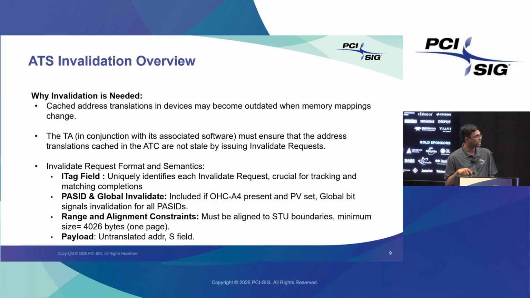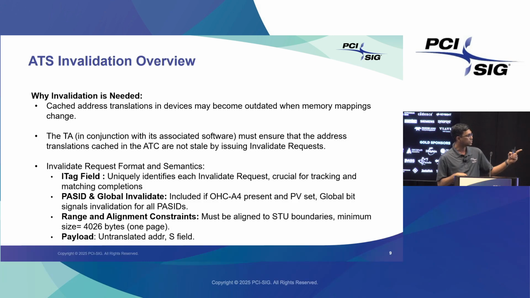In this invalidation request, the TA will trigger the invalidation and the RC will send it to the corresponding device. I showed the schematic of what the request looks like. It has an I tag for coordination between request and completion, so the invalidation request is coordinated with the invalidation completion coming from the device. It also has a PASID, because these memory regions support PASID too. We will go into PASIDs later.